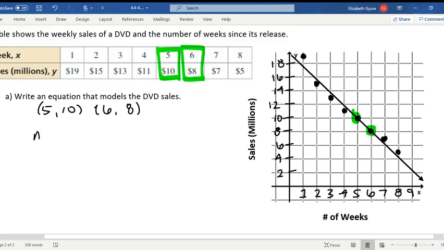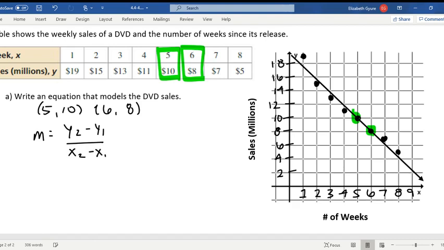Okay, so we do m equals y2 minus y1 over x2 minus x1. Somebody help me calculate my slope here. What do we do? Jake? That's okay, Jake?